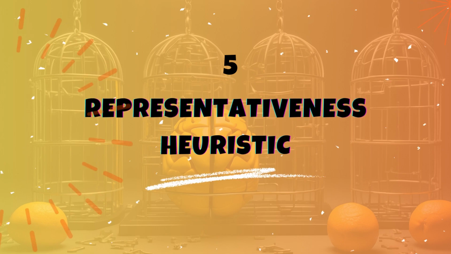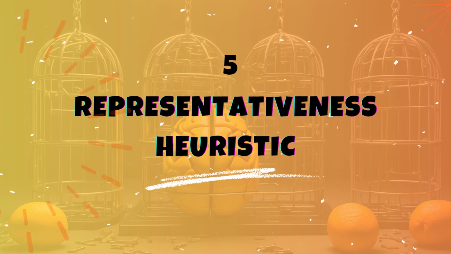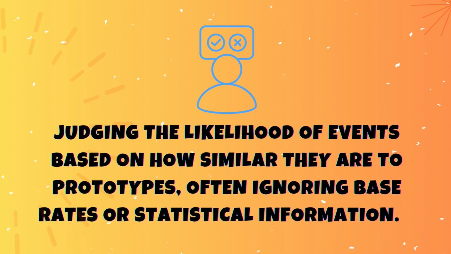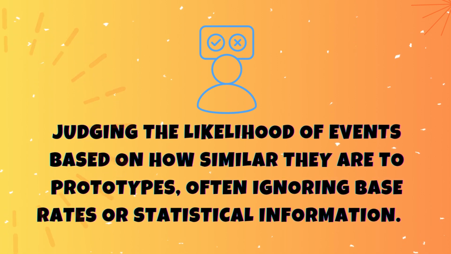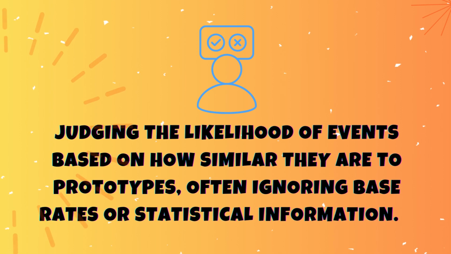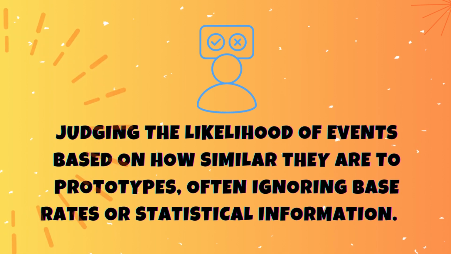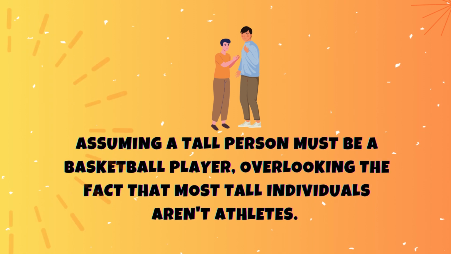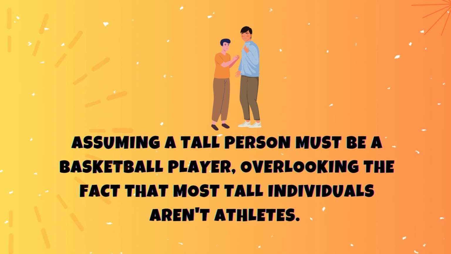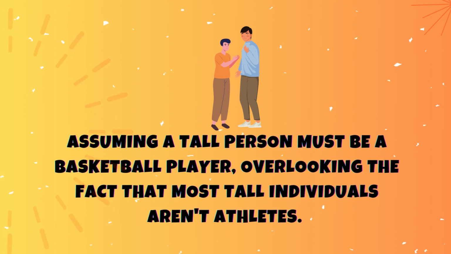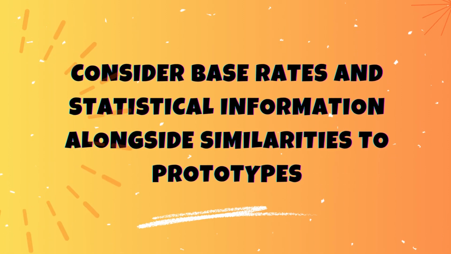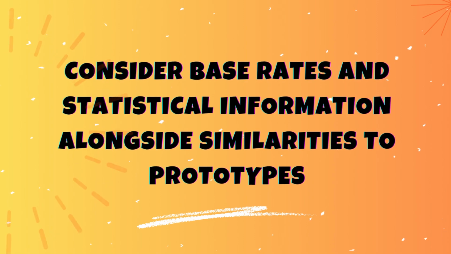Finally, let's explore the representativeness heuristic. This bias involves judging the likelihood of events based on how similar they are to prototypes, often ignoring base rates or statistical information. Consider assuming a tall person must be a basketball player, overlooking the fact that most tall individuals aren't athletes. To steer clear of this bias, consider base rates and statistical information, alongside similarities to prototypes.